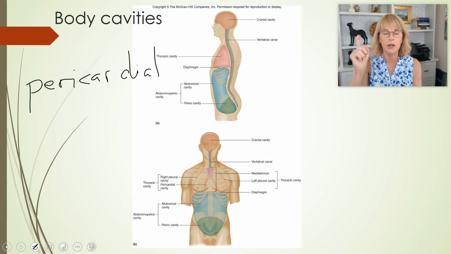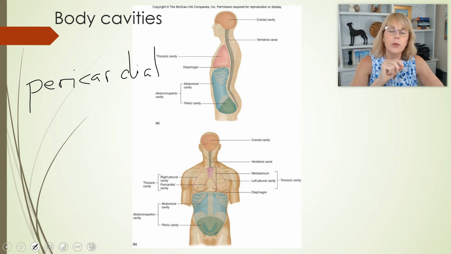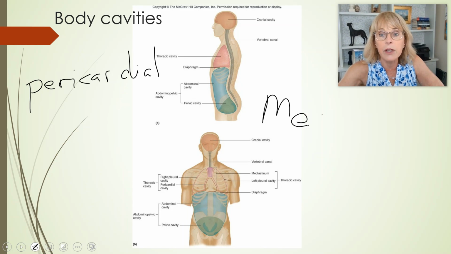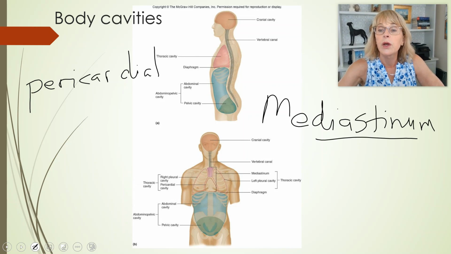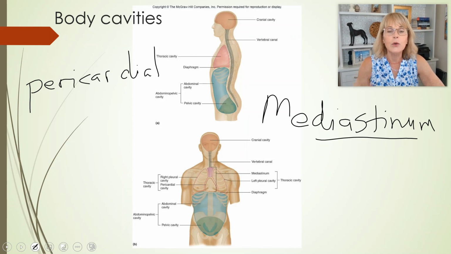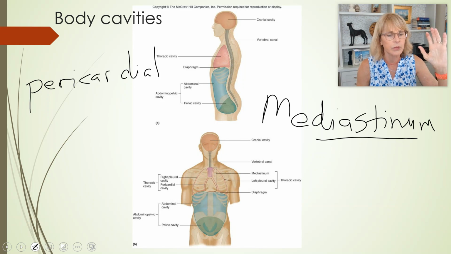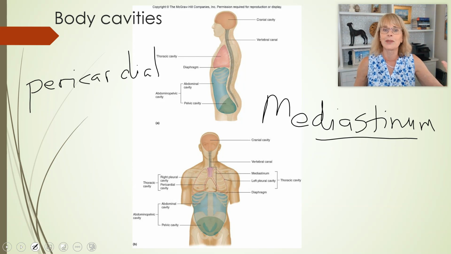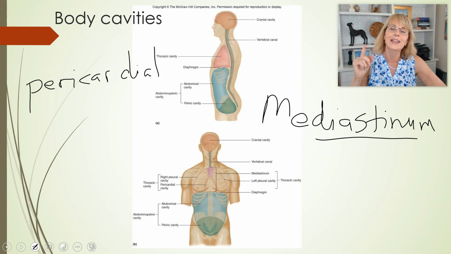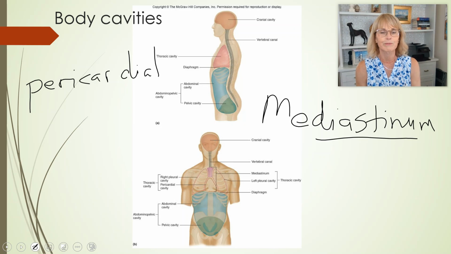Now, this is a tricky part, so don't get confused. The pericardial cavity sits between the lungs, and the area between the lungs has its own name. The area between the lungs is called the mediastinum. When we do lab this week, you will know that the esophagus is in the mediastinum, the aorta is in the mediastinum, the heart inside of the pericardial cavity is in the mediastinum. Lots of things are in the mediastinum. So the mediastinum is the space between the lungs.